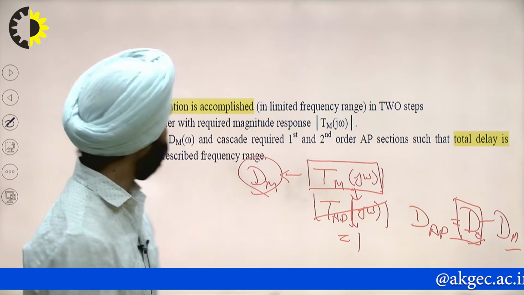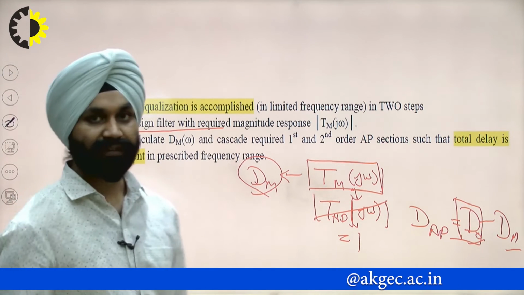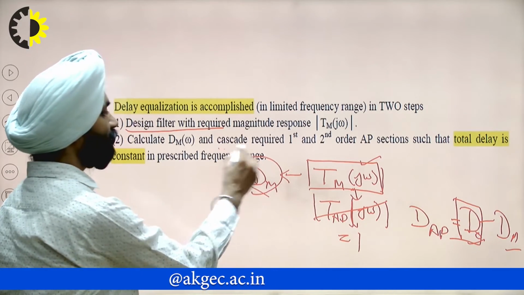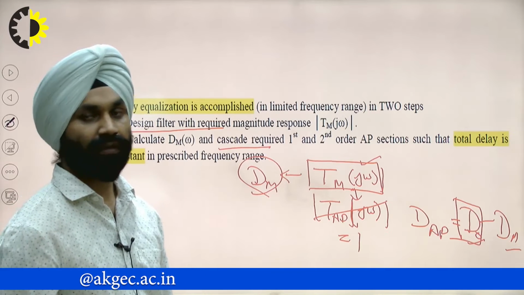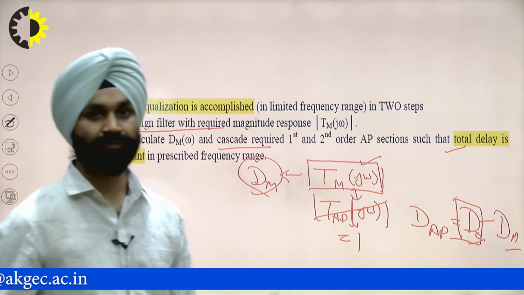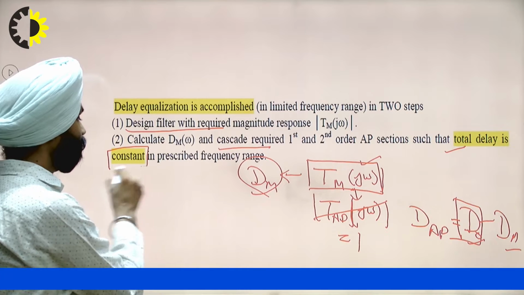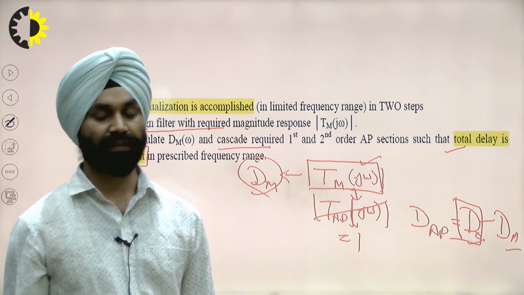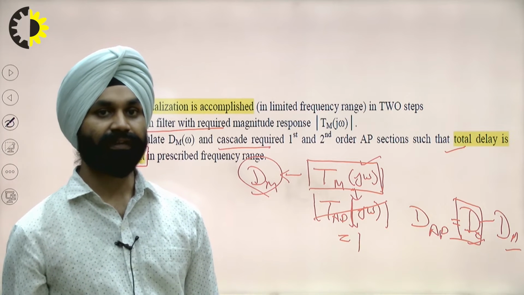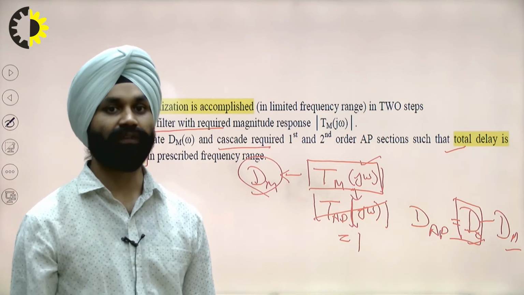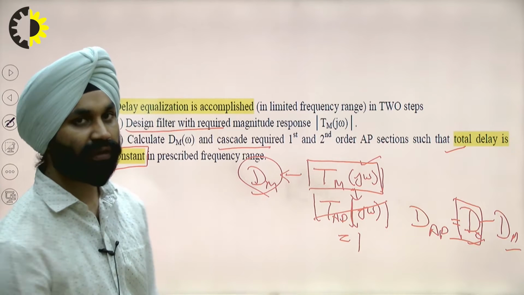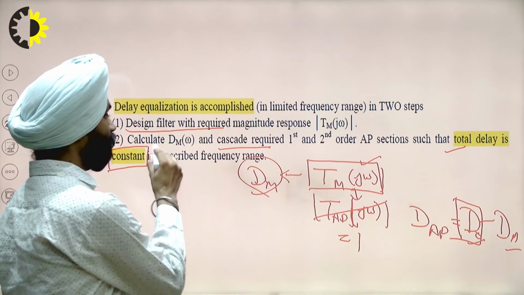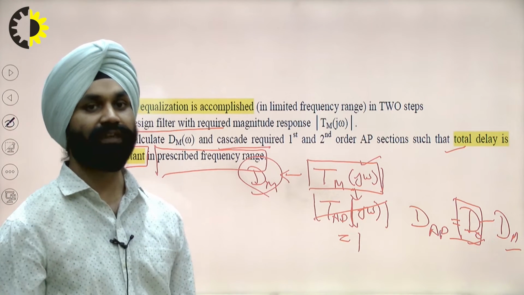So first of all, we will design a filter with the desired magnitude T_m. Then we will cascade an all pass filter so that the total delay is constant. And we have also seen in the previous lecture that this delay is dependent upon the frequency, so we have to concentrate only on the pass band, or only the frequency range which is prescribed or desired.